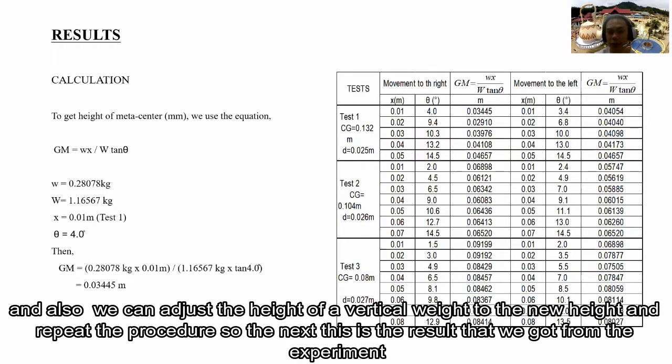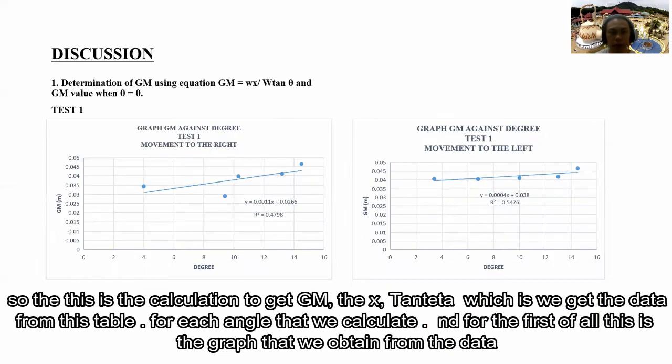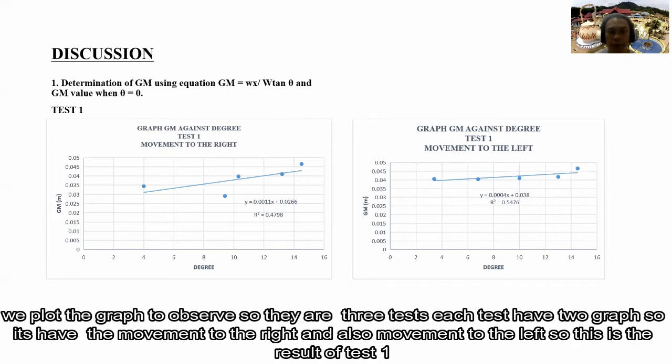So the next is, this is the result that we got from the experiment. This is the calculation to get GM, which is W x over W tan theta, where we get the data from this table for each angle that we calculate. And first of all, this is the graph that we obtain from the data. We plot the graph to observe. So there are 3 tests. Each test has 2 graphs, so it has the movement to the right and also movement to the left.